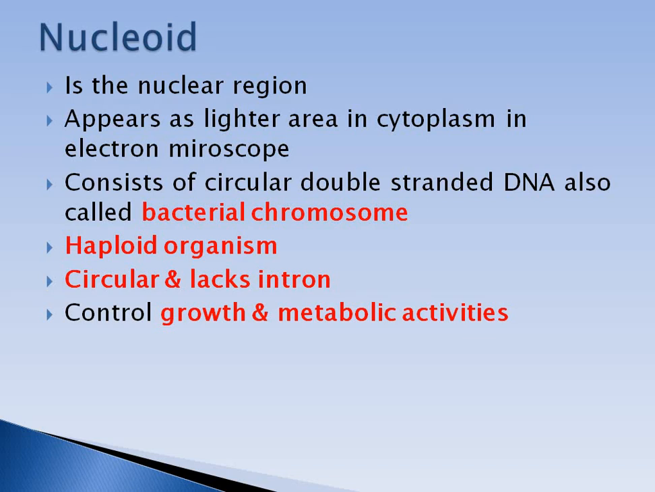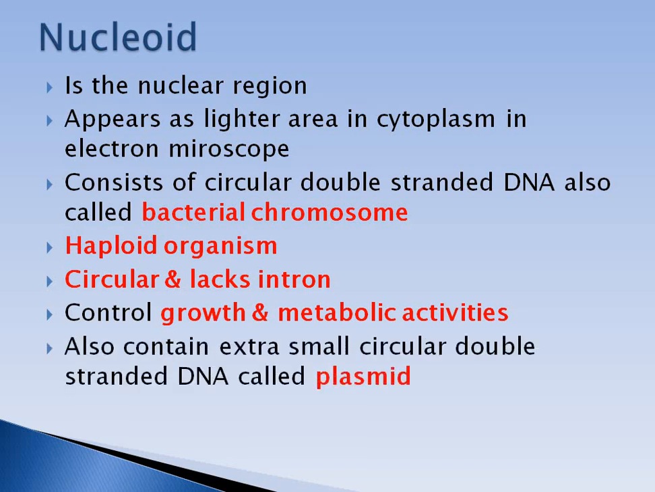And the nucleus, or this chromosome, the double-stranded DNA or the bacterial chromosome, controls growth and metabolic activities of the bacterial cell. In many bacterial cells, not in all cells, there is extra small circular double-stranded DNA, which is called plasmid. It is extra because it is present only in some of the cells, not in others, besides that circular double-stranded DNA or bacterial chromosome.